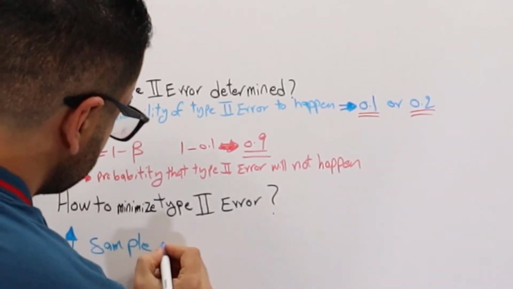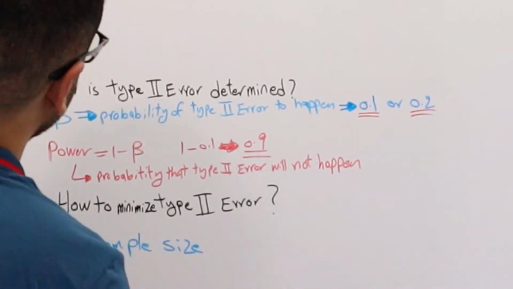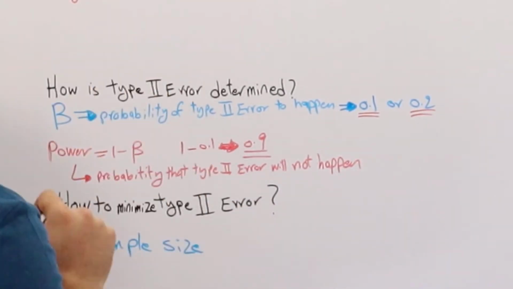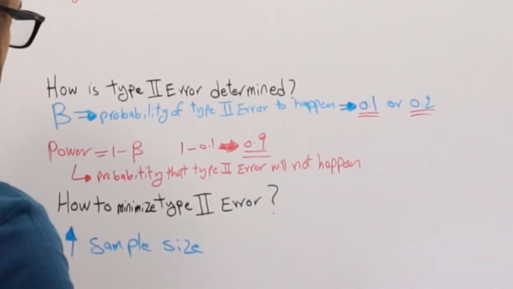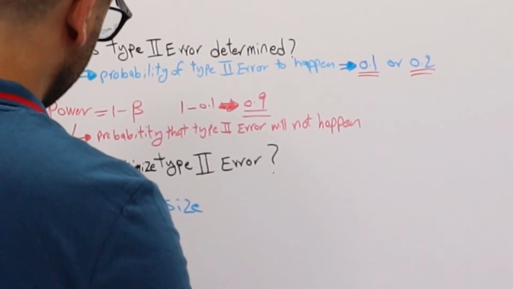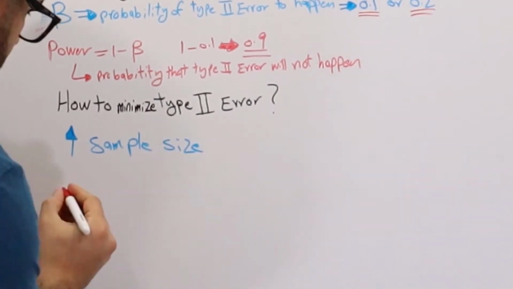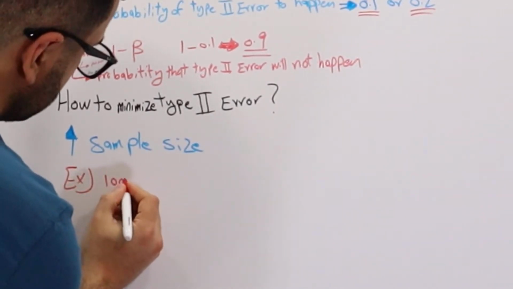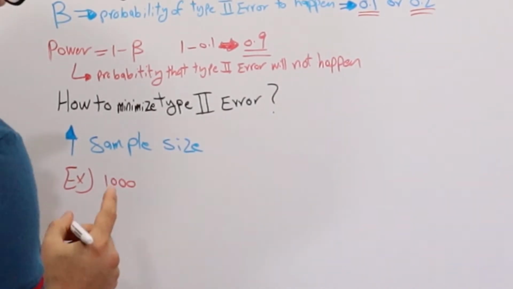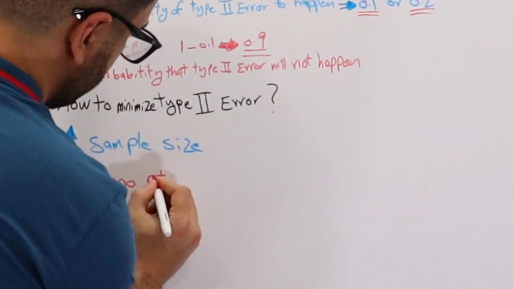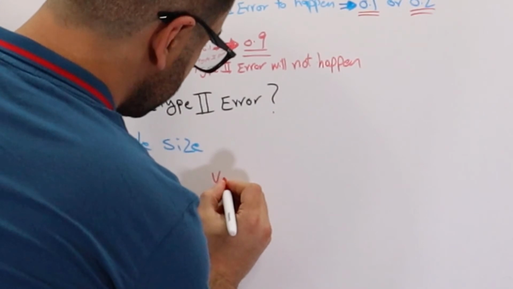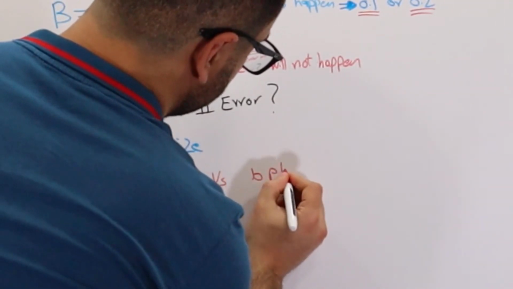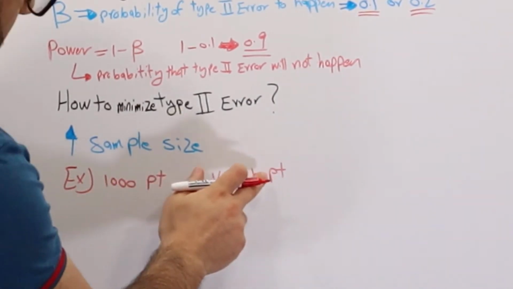Now, let's understand what this means. What does sample size have to do with type 2 error? Let's take an example. In one of the studies, we have 1,000 patients, versus another study where I have only 10 patients. So you see we have 1,000 here, and here we have only 10.